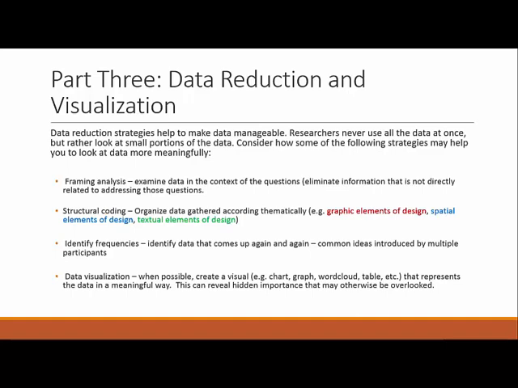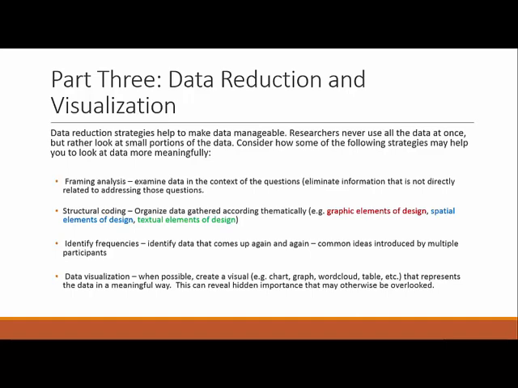So there are several ways that we can take qualitative data, like the stuff that we're gathering, and make it more meaningful. First, you have a framing analysis, which allows you to examine the data in the context of the questions that you've posed to begin with. So if you have a specific research question that is targeted at understanding how cover designs influence purchases of books, you will eliminate any data that does not directly address that question or a sub-question that leads in that direction.